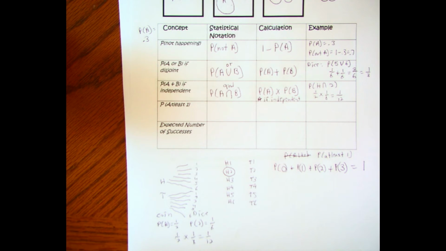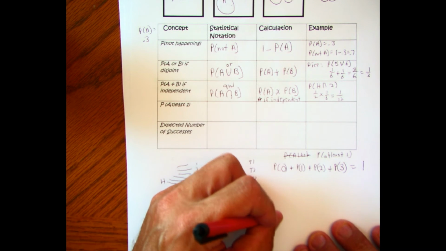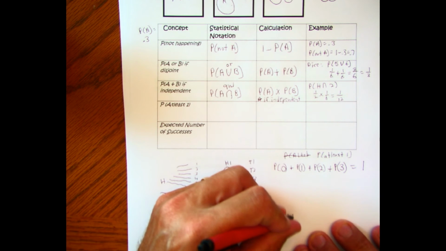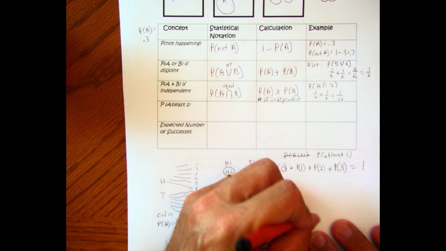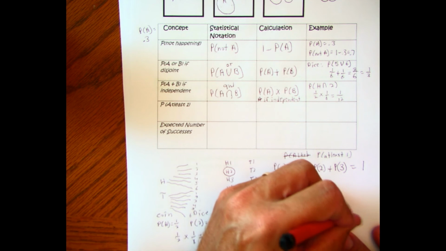Now, probability of at least 1. Well, what we could do is say, at least 1 is 1 or more. So I could add the probability of 1, plus the probability of 2, plus the probability of 3. That's one way of doing it: probability of 1 plus probability of 2 plus probability of 3 equals the probability of at least 1.